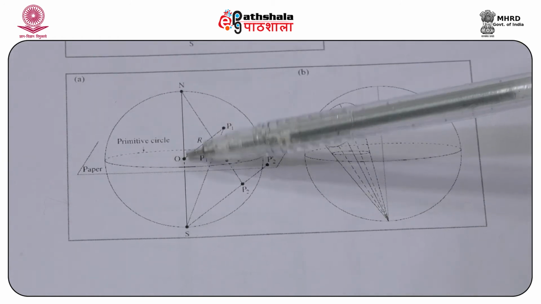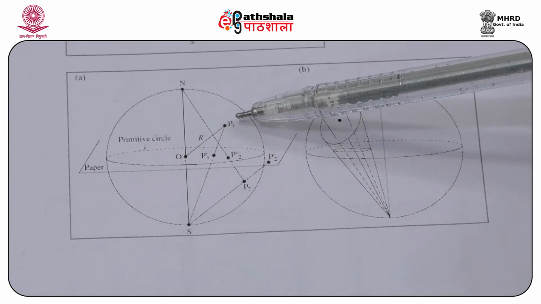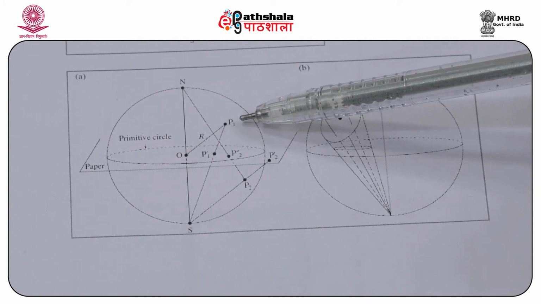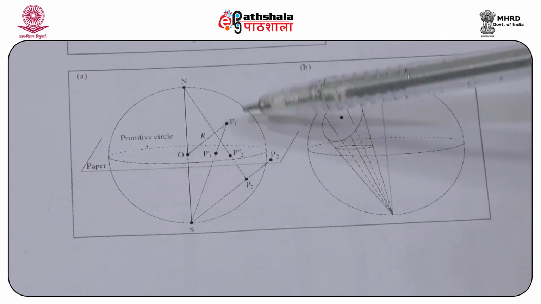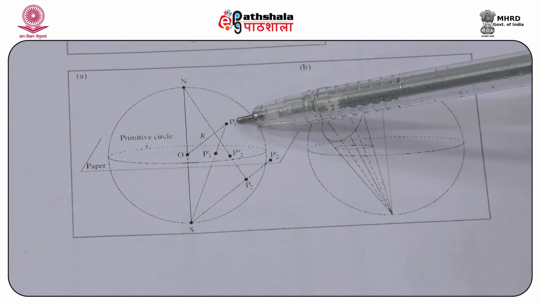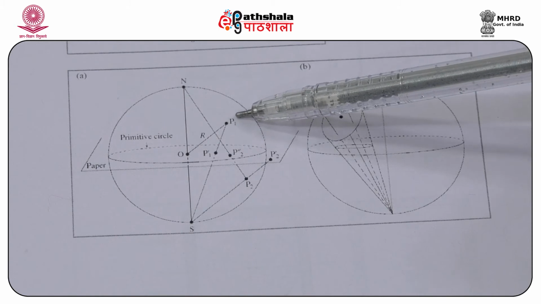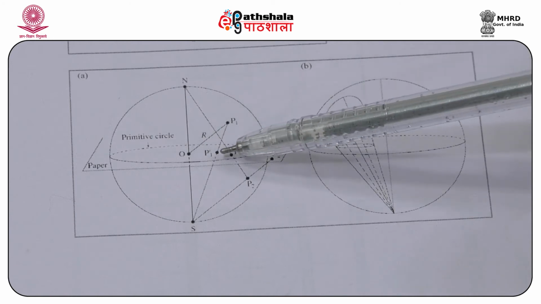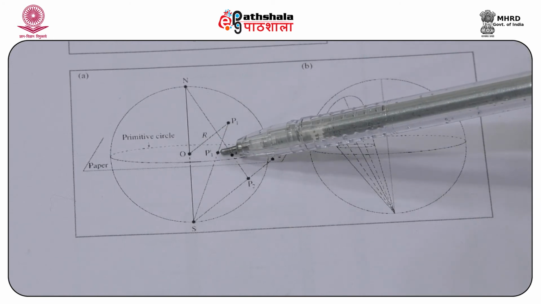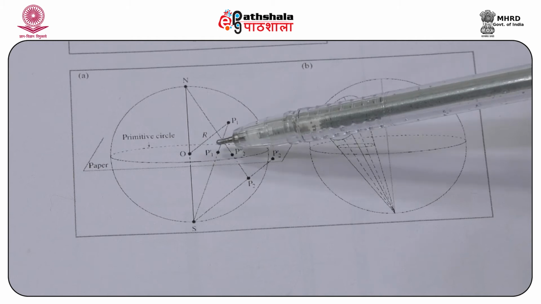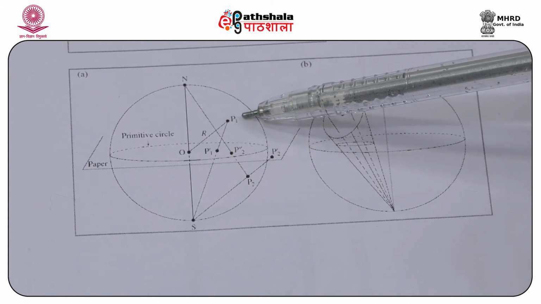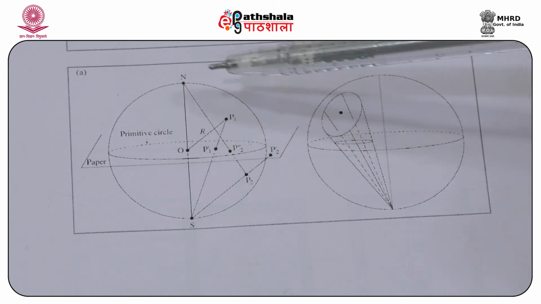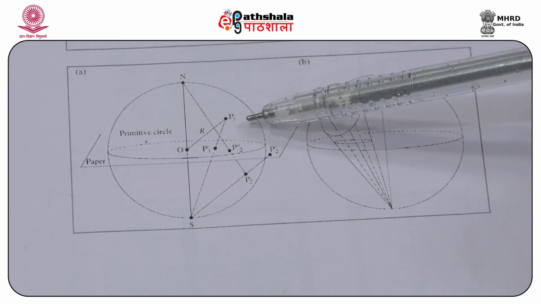Here will be our crystal, which is subtending an angle P1, which is the normal to the face, and this point P1 is the spherical projection. This point P1, if I want to make it a stereographic projection, will plot within the primitive circle, and P1 prime is the stereographic projection for P1 point. This is the case when we have our point or the pole plotting on the northern hemisphere.